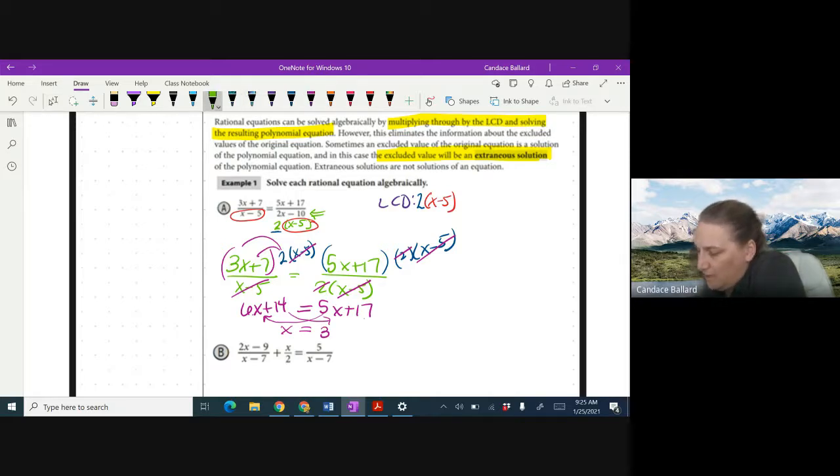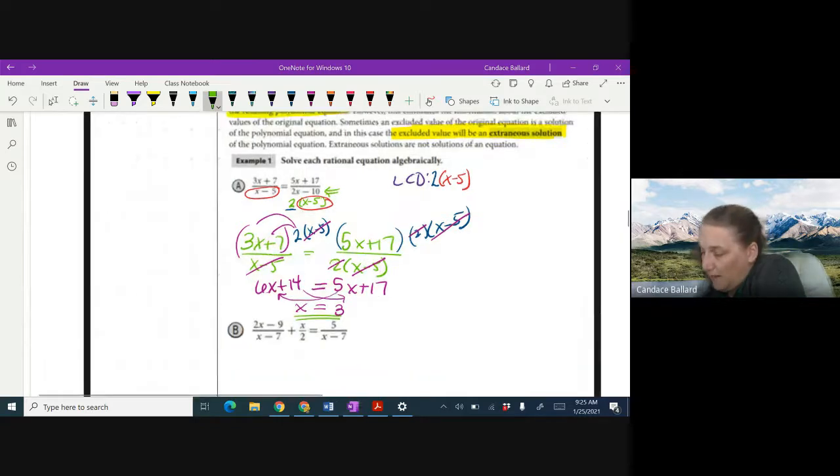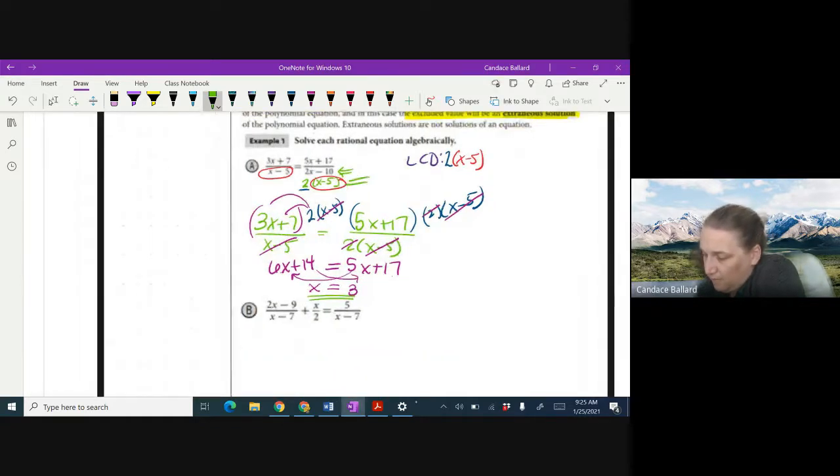And remember we said, hey, we can't have an excluded value. So here's how I deal with that piece. This is why I didn't get rid of my original. I go back to my original equation, and I should use a totally different color. Let's use orange. And I look to see if I can put this in the denominator and it doesn't make 0. So I notice 3 minus 5 is not going to be 0. So this is a good solution.